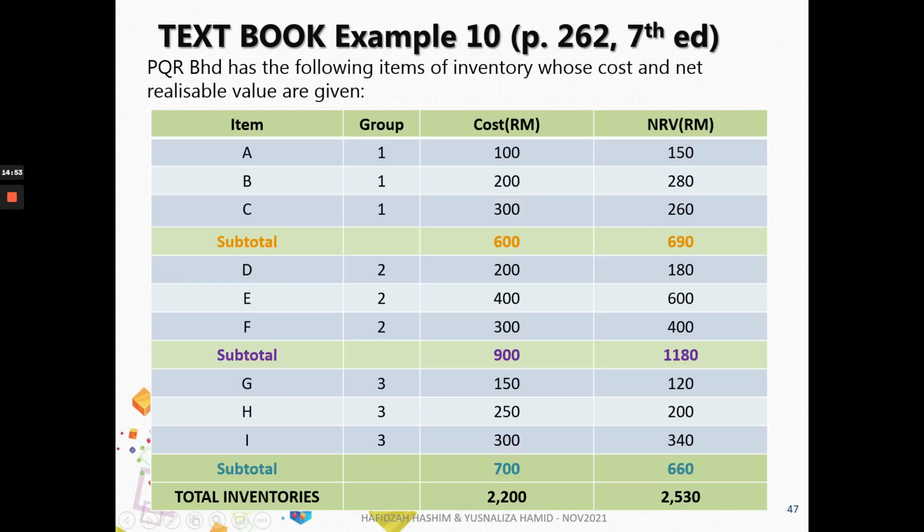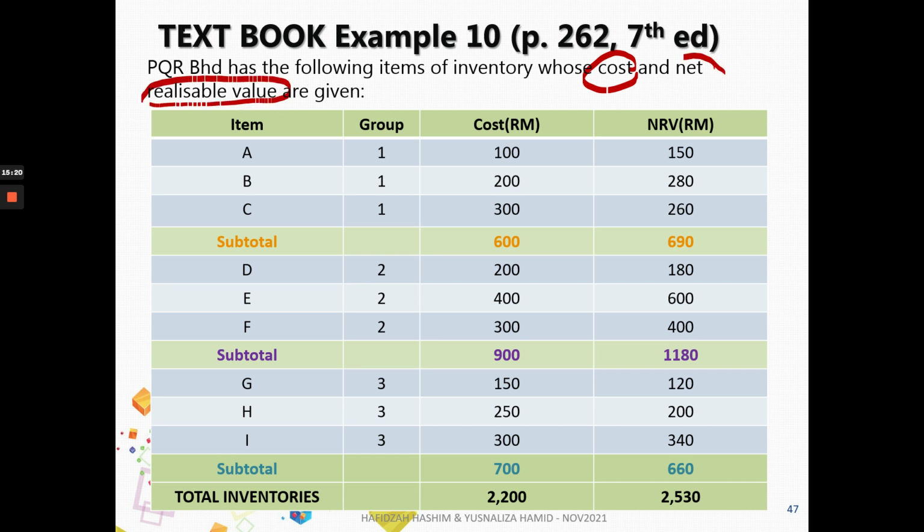So let's look at the example that was taken from the textbook, page 262. You can just go and take your textbook and look at the page which I mentioned, example 10. So I'm just extracting the information here. Go and take your textbook. PQR Berhad has the following items of inventory whose costs and NRV are being given here.